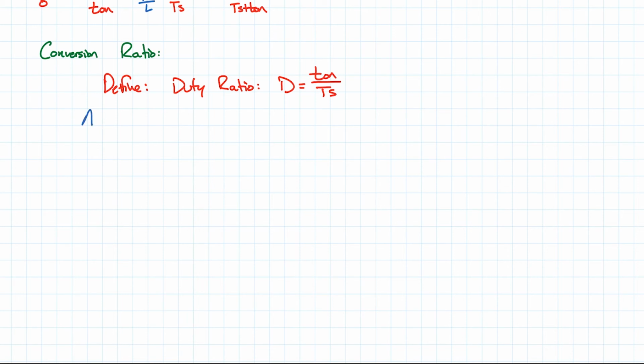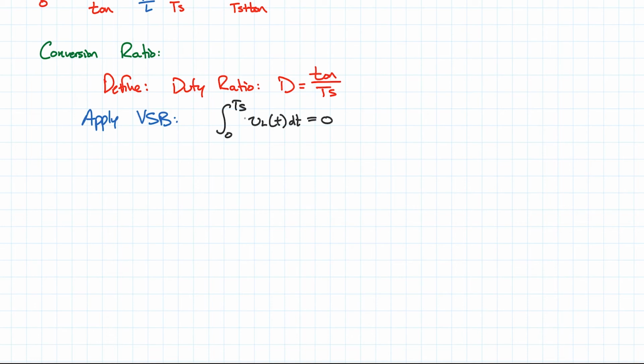So here we can say apply, I'll say VSB. If I apply the volt-second balance, we say that the volt-second balance is from 0 to TS, VL of T dt should equal 0.